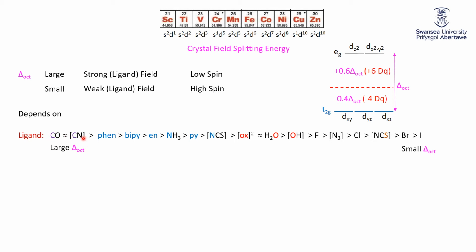So carbon and phosphorus, and then you have the nitrogens: phen, bipy, en, ammonia, pyridine. There's the nitrogen end of thiocyanate. Then you get the oxygens. So here's oxalate. There's the oxygens for water. There's hydroxide. Then you have the halides going fluoride, and then chloride, bromide, iodide. Here's one of those pseudo halides, azide, that while it's a nitrogen, so should be up here, it's actually stuck down here between fluoride and chloride. The sulfur end of thiocyanate is right here.